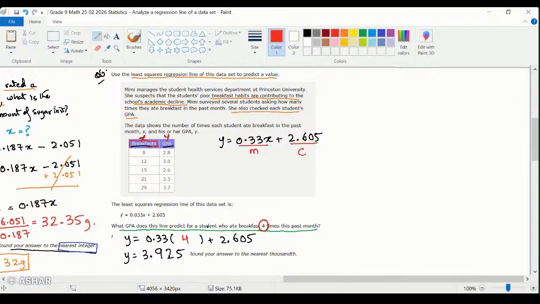And the prediction would be a student who had breakfast 4 times this past month will have a GPA, grade point average, of 3.925. Okay.